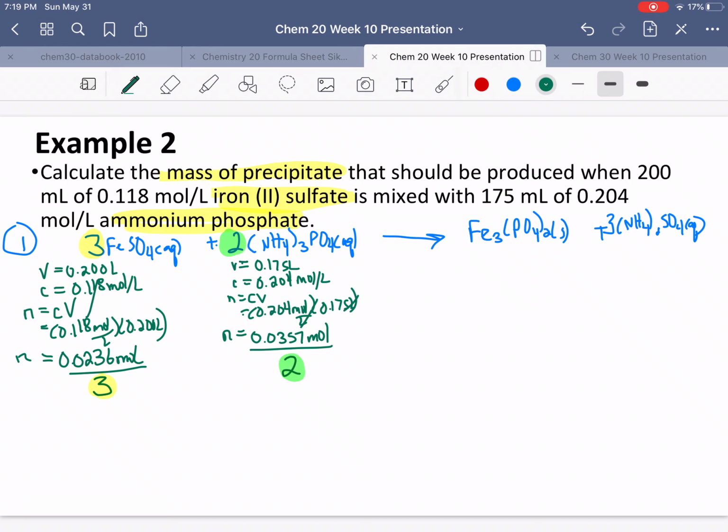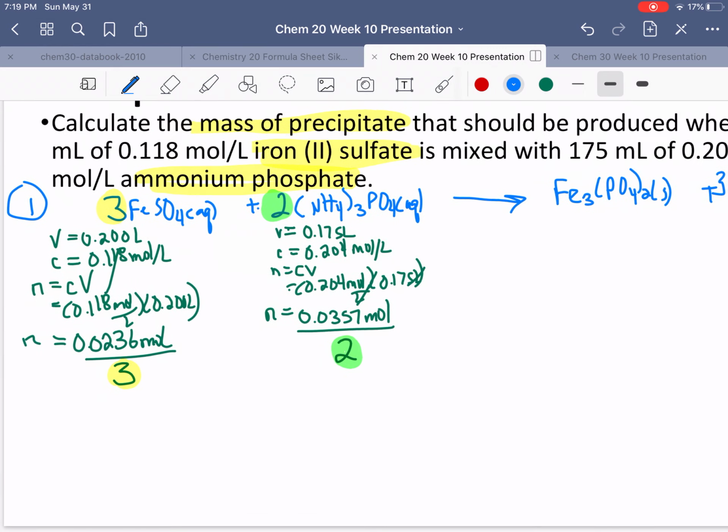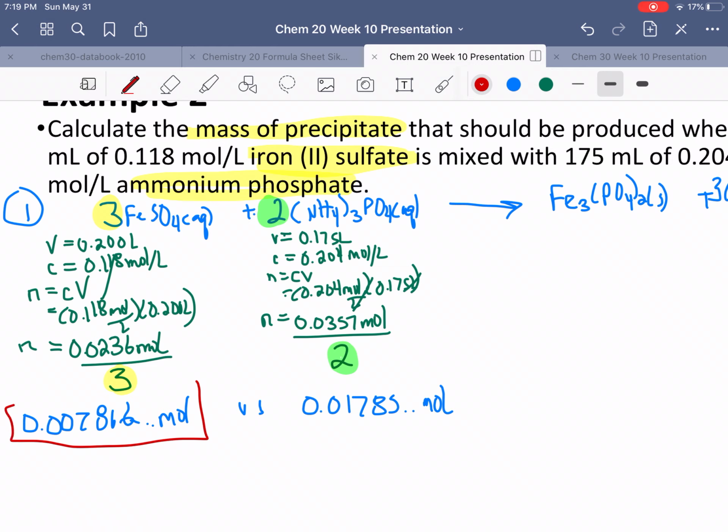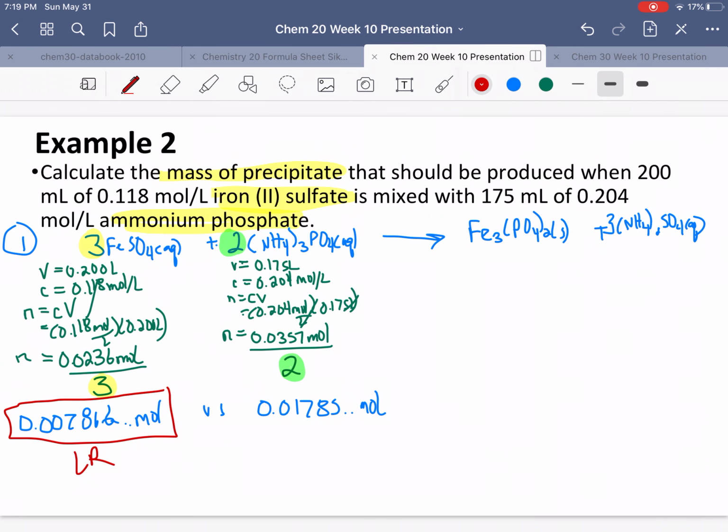So now I need to write out some answers that I can actually compare with each other. We get 0.007866, it keeps on going, moles, versus we get 0.01785 moles. Compare those two, one versus the other. Which one's smaller? That's how we decide. Ding, ding, ding. It is the iron 2 sulfate. There's our limiting reagent.